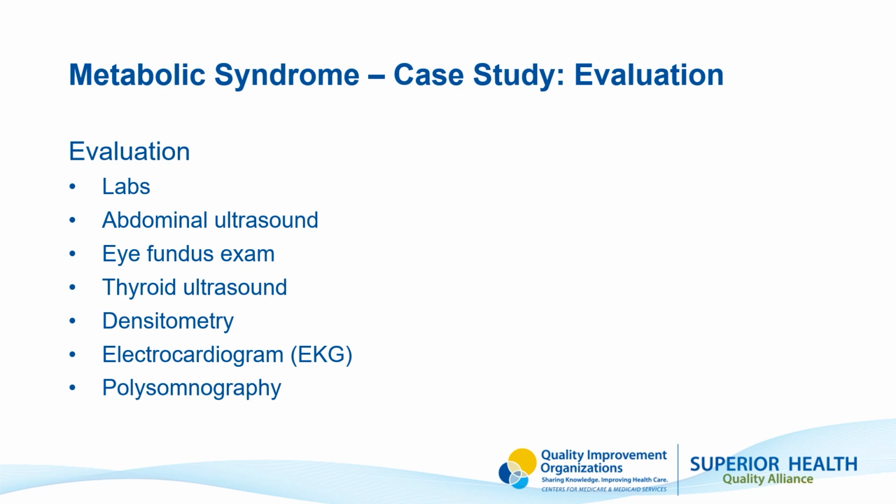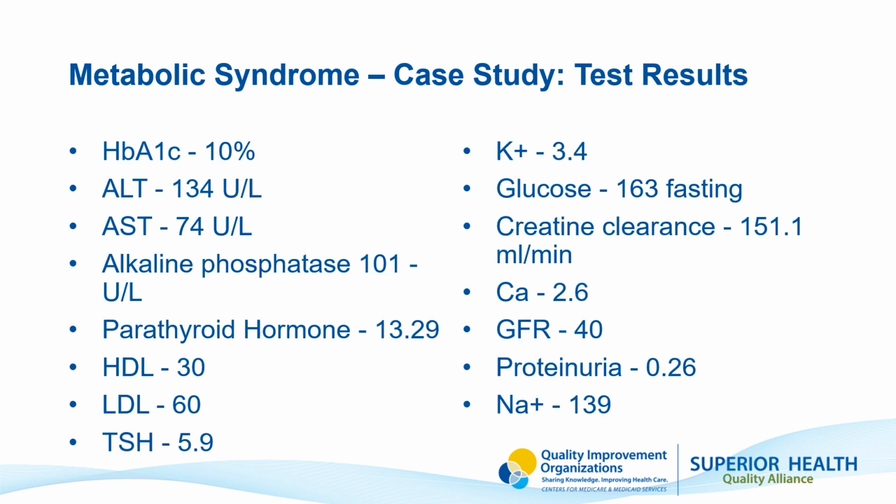So here's what comes back. His A1C is high at 10%. His liver tests are high, ALT of 134, and AST of 74. I'm a little bit worried about his HDL, which is low at 30. His potassium looks good. Fasting glucose is high at 163, so he definitely has diabetes. His GFR is 40, so I'm a little bit concerned about that as well. And his sodium is okay, not great, but okay.